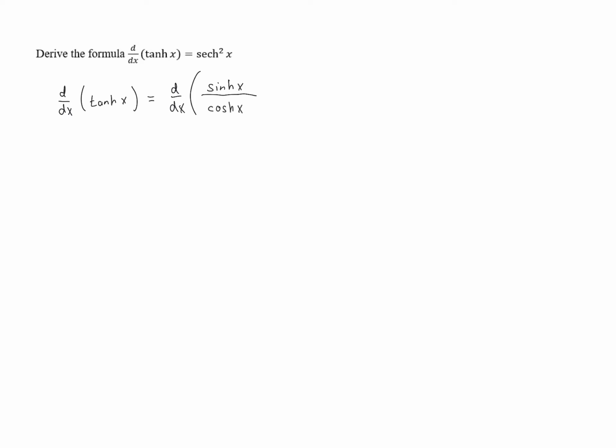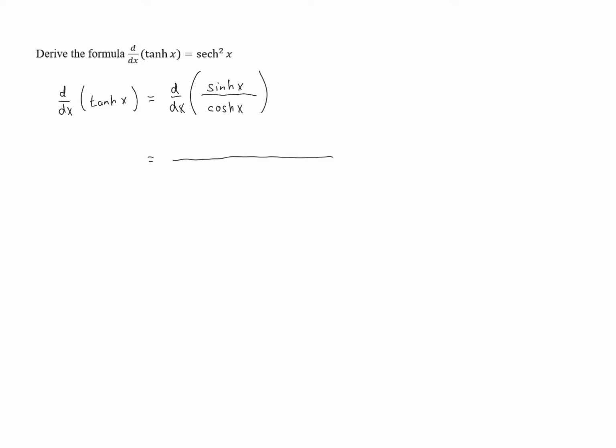hyperbolic cosine of x. And so what we can do here, because we know the derivatives of hyperbolic sine and hyperbolic cosine, this is a quotient of two functions that we know the derivative of, we can use the quotient rule here.